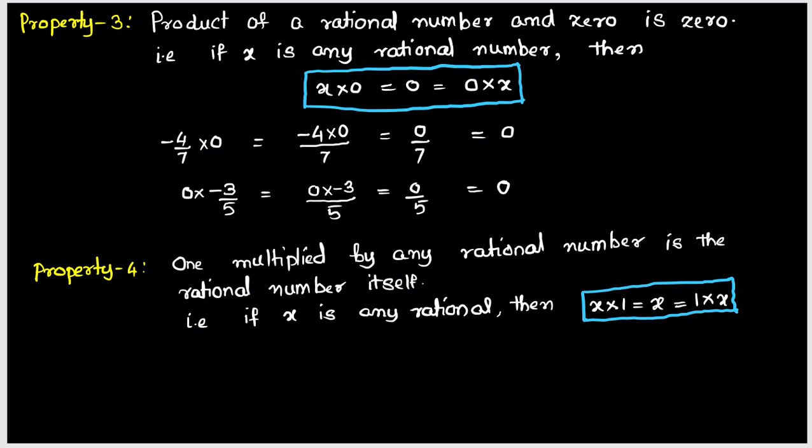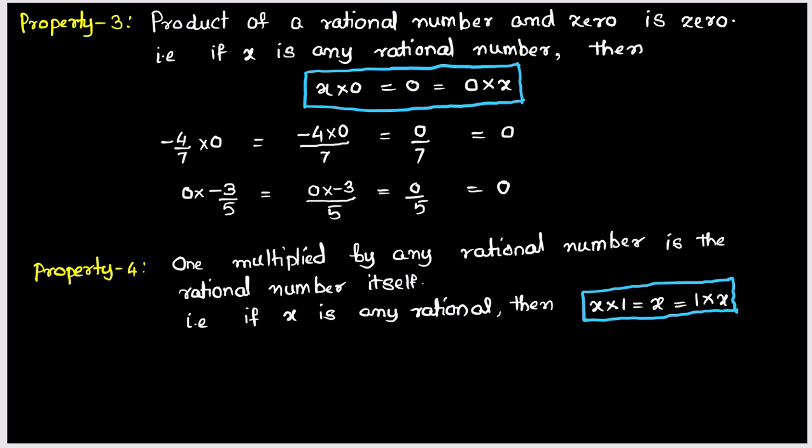Now let us see property 4, that is the product of a rational number and 1. If 1 is multiplied by any rational number, then the product is the rational number itself. That is, if x is any rational, then x into 1 is nothing but x. Again 1 into x also, the result is x itself. So let us see one example which justifies the property.